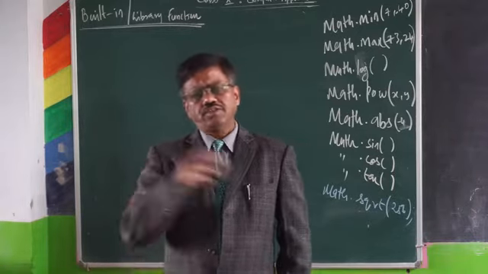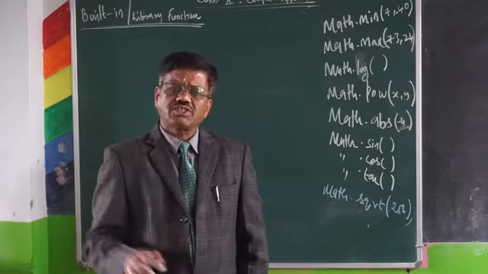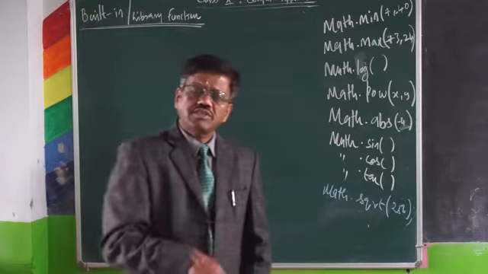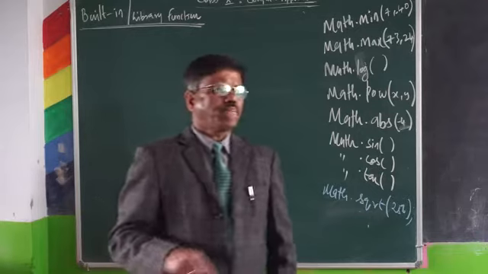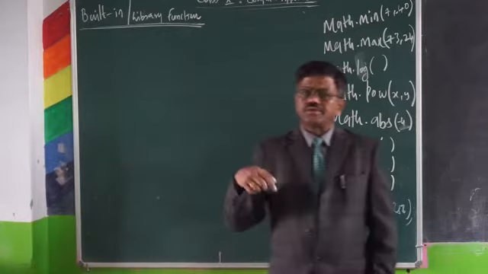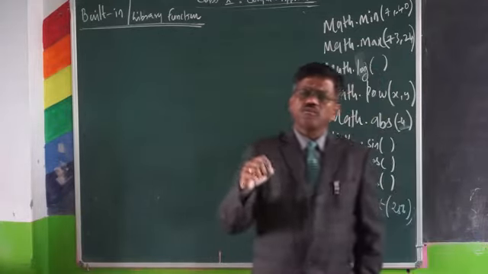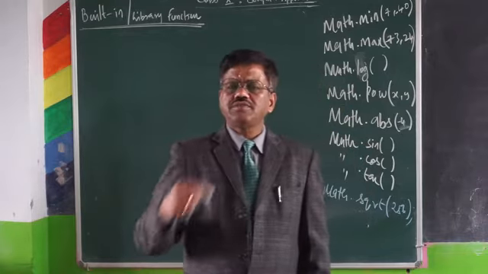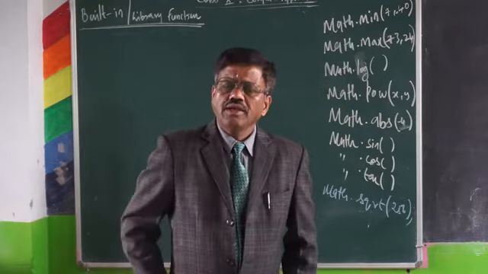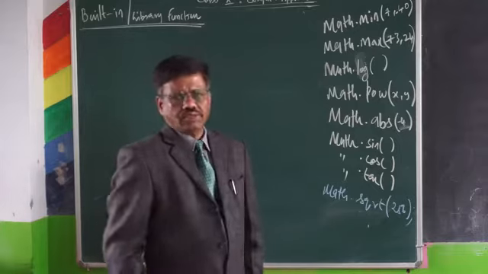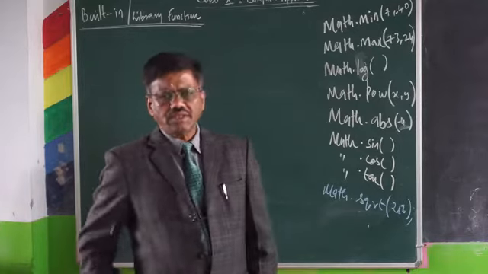Math.sqrt of 16 will give the answer as 4. Again, you see System.out.println Math.sqrt of minus 16. You give it, and immediately it shows an error message. No negative number is allowed inside the square root.